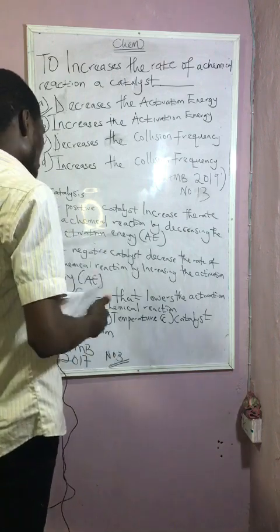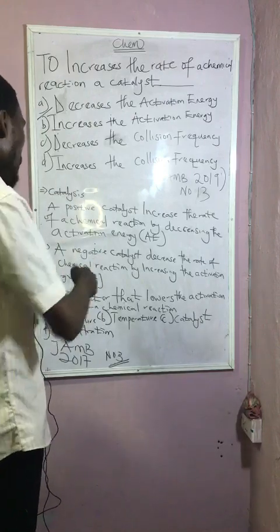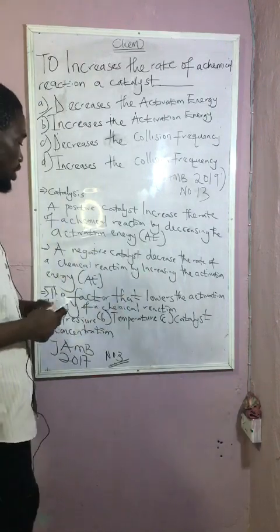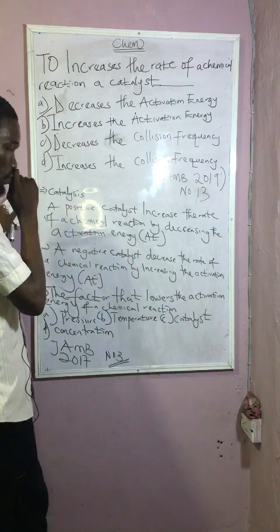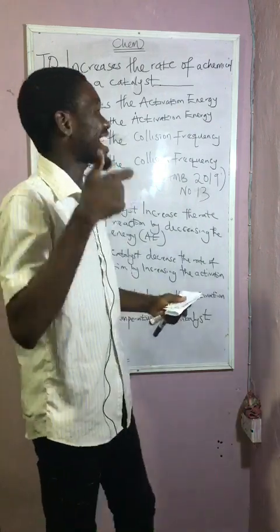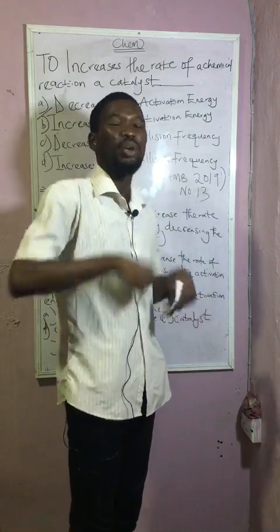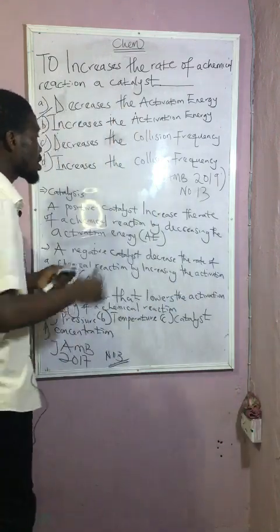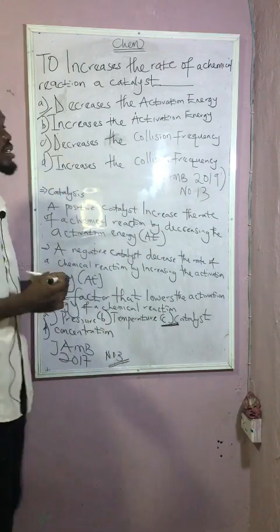So they said the factor that lowers the activation energy of a chemical reaction is what? Pressure does not lower the activation energy. Temperature does not. So you can see, based on what we have here, this shows that it is the catalyst, because I stated earlier that a catalyst is a substance that changes the rate of a chemical reaction without a change in its own chemical composition. So class, based on what we have here, our answer is C, catalyst.